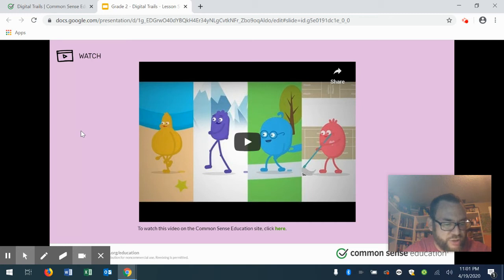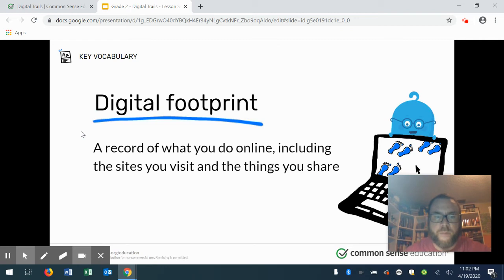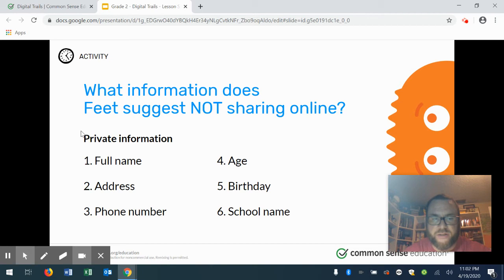So what kind of things should not be shared? This was probably the most important thing, right? Personal versus private. Private information, those are the things that should stay secret. One's full name, your address, your phone number, your age, your birthday, your school name, right? We talked about digital footprint, excuse me. Private information doesn't get shared, shouldn't get shared.